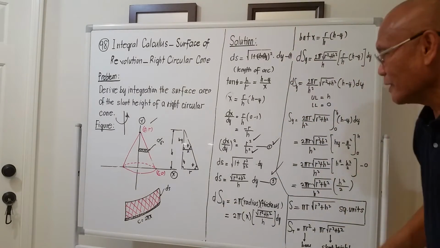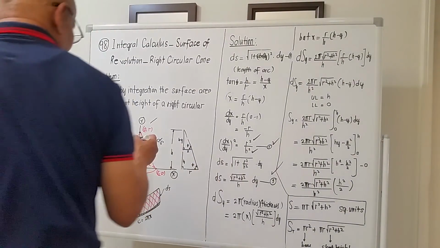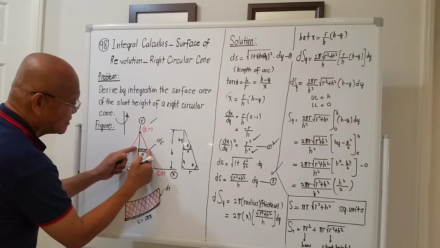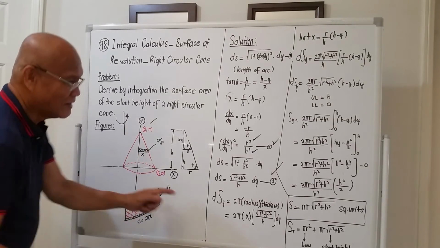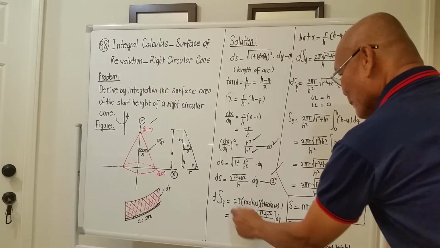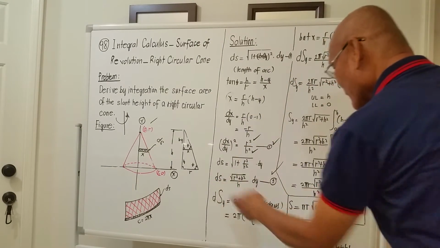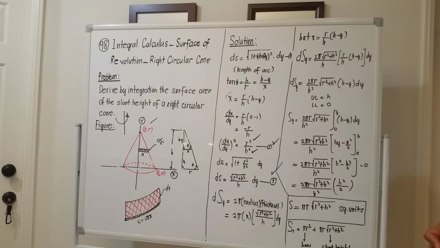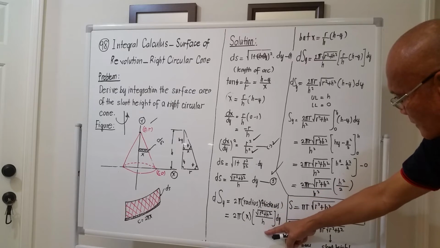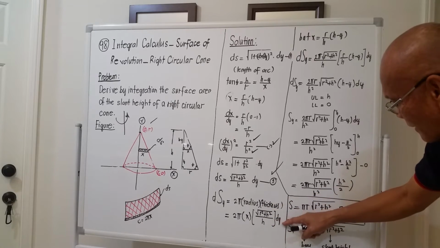The radius of the variable area is actually x. This is x. This is x. Right? So this is actually 2 pi, the radius will be x, times ds, the differential length of arc. We now know the differential length of arc. It is equation number 3. It is the square root of r square plus h square over h, okay, times dy.